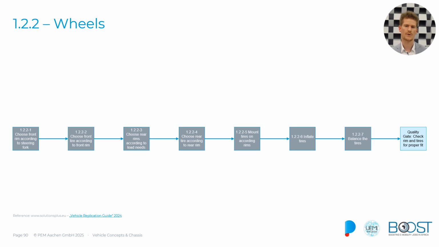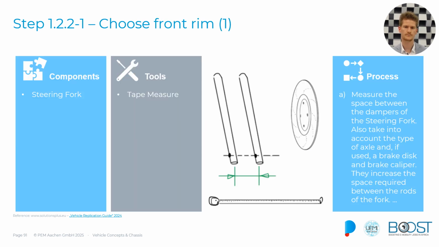So let's start with the first step of that process, which is choosing a front rim. You just need the steering fork and the tape measure, as shown here. The spacing in between, that is the important thing. So we have to measure between these, let's call them damper parts here, and the steering fork.